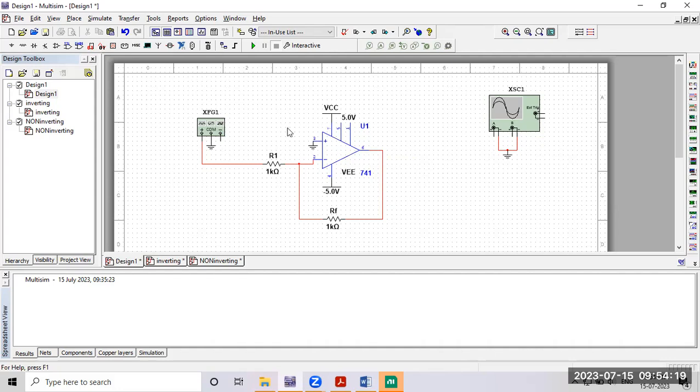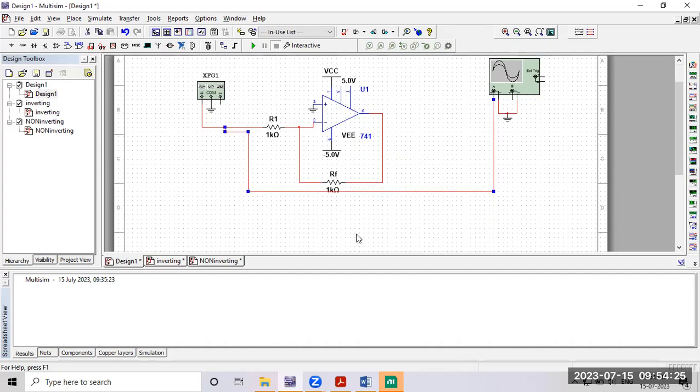Okay, done. Almost the circuit is over. This A channel I'm going to connect to input, and this output B channel to output. That is nothing but terminal 6 or pin number 6. Okay, we know the pin diagram.